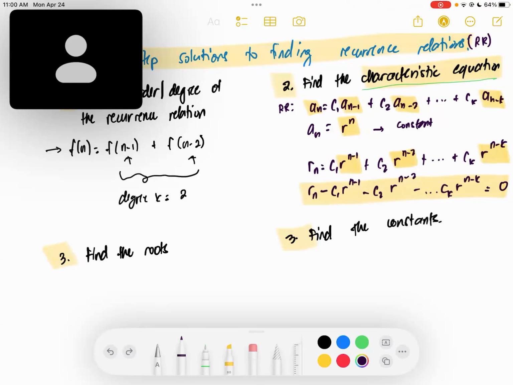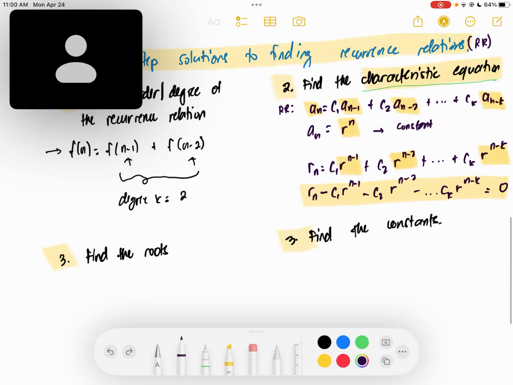The r's can be a real number or a complex number.